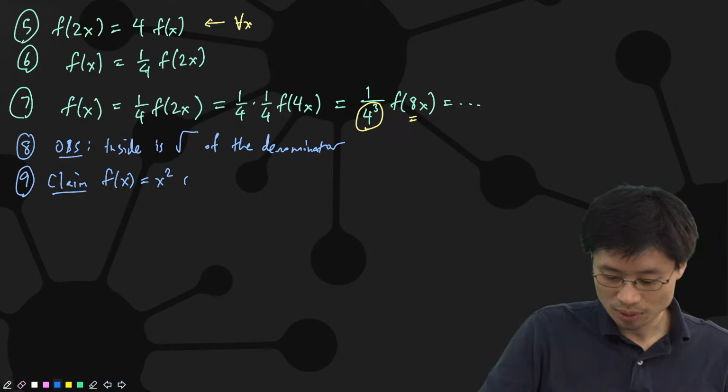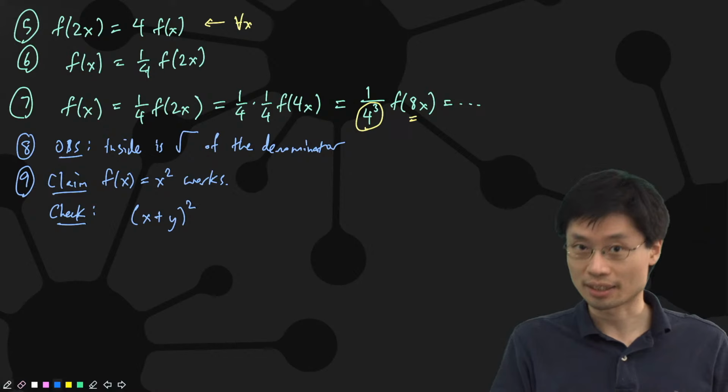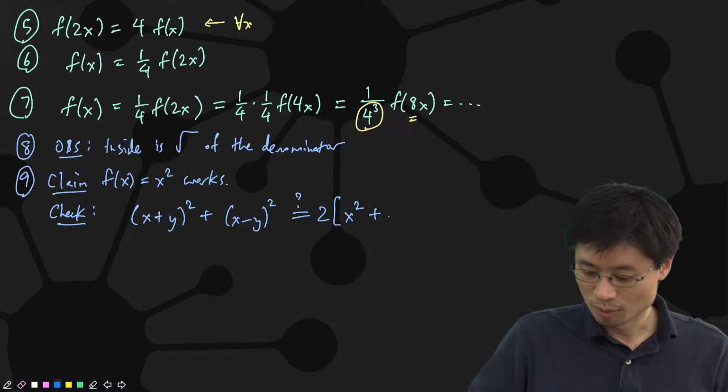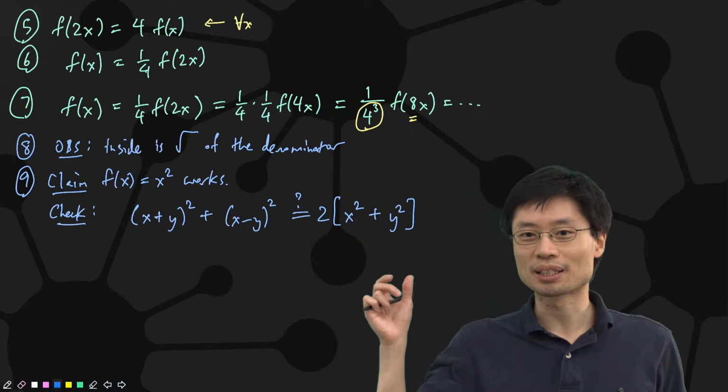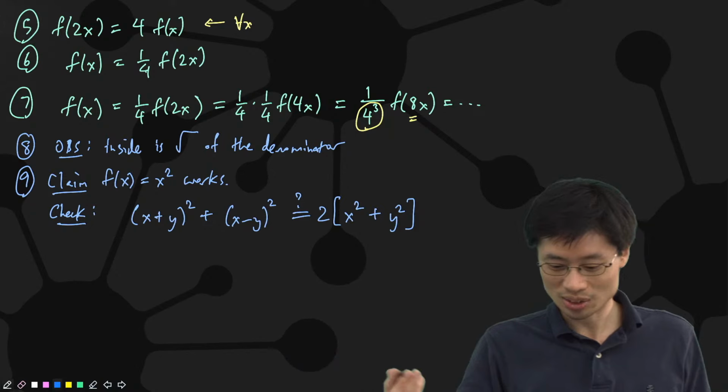Well, let's check. Is that true? I have the equation was f of x plus y, that's x plus y whole thing squared, plus f of x minus y, that's x minus y whole thing squared. Is that equal to double of f of x plus f of y? Is that true? Well, that is true. The reason this is true is because when I take the squares, I'll get an x squared and a y squared and a cross term, a 2xy, and I'll get an x squared, a y squared, and a minus the cross term, so the cross terms cancel. So it's good. It's actually true.